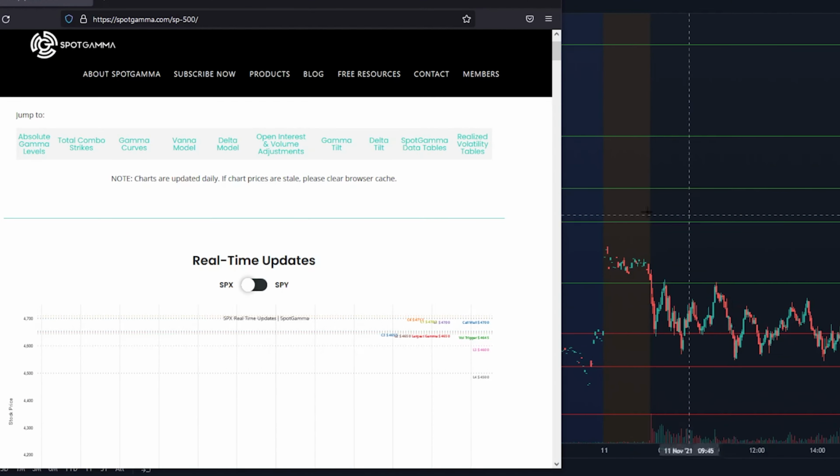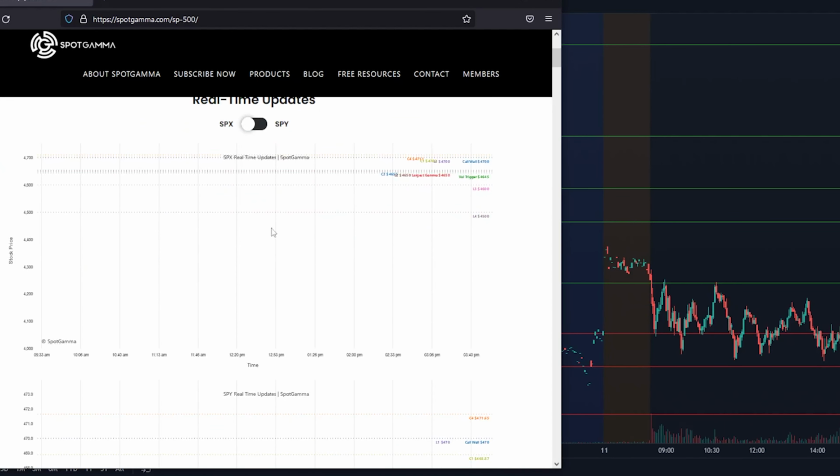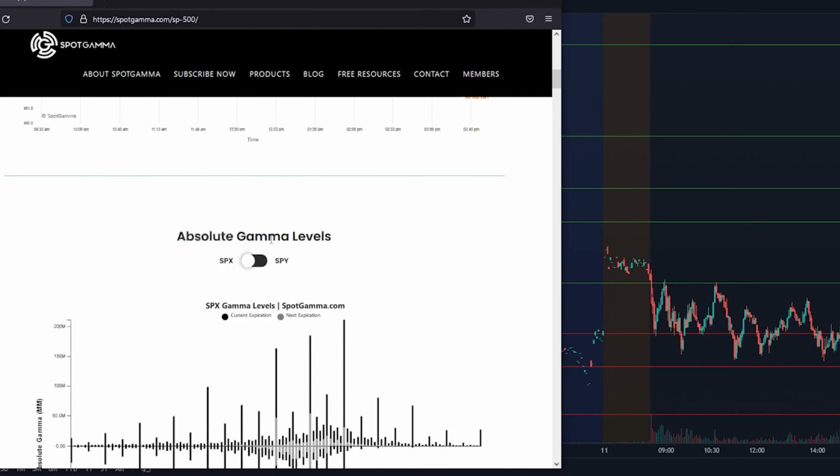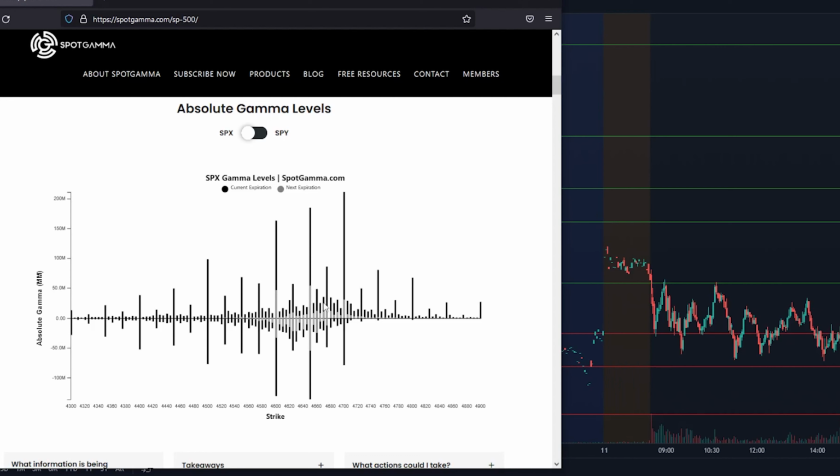All right, so this is SpotGamma, www.spotgamma.com. Fantastic tool. You're starting right off the bat with some real-time updates. Obviously, it's not going to flow today because this is the weekend. But the first thing you're going to come to is absolute gamma levels. Nice and easy to understand, self-explanatory.